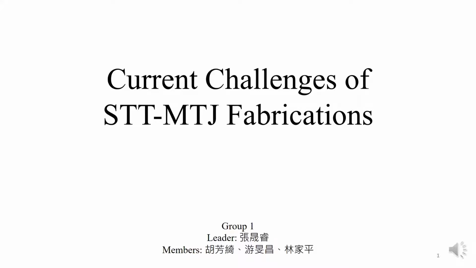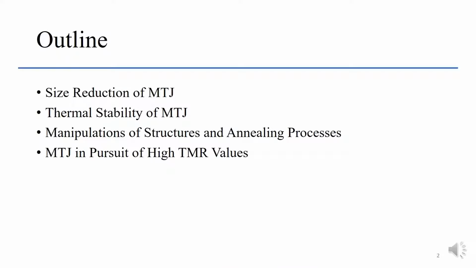We are Group 1, and our topic is current challenges of STT-MTJ fabrications. This is our outline. First we are going to talk about the size reduction of MTJ, then thermal stability of MTJ, and the manipulation of the structure and the annealing process of the MTJ in pursuit of high TMR value.